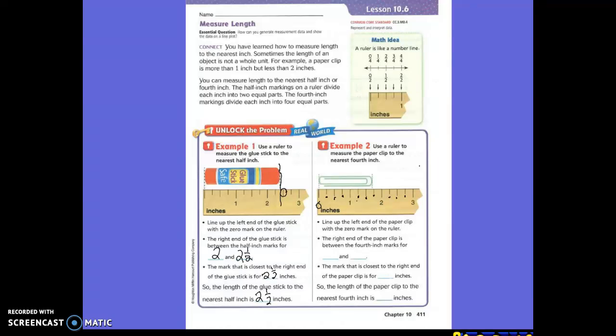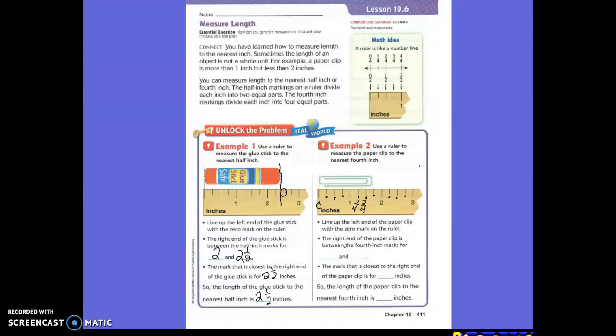Now, line up the left of the paper clip with the 0 mark on the ruler, which we did. They have that there, right? The right end of the paper clip is between what 1/4 inch marks? Remember, I said we're only going to use 1/4, 2/4, and 3/4. So after the 1 would be 1/4. The mark in the middle is 2/4, which equals 1/2. It's the same as 1/2.